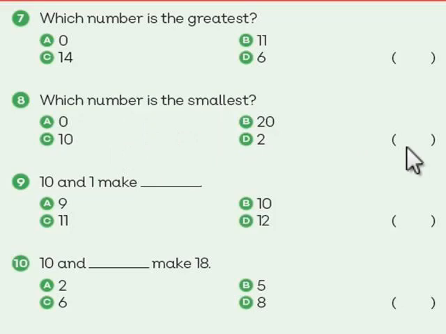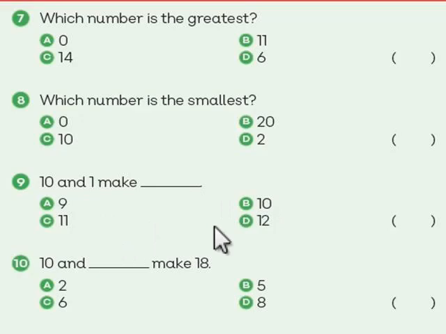Number 9. 10 and 1 make what? If we have 10 and 1, how many? A, 9, B, 10, C, 11, or D, 12? A, B, C, D. Very good.